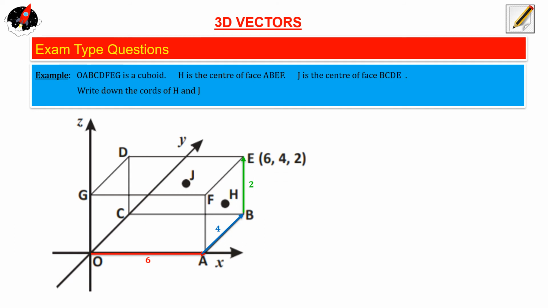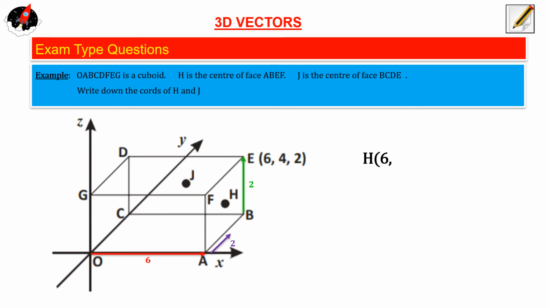So to get to H we need to go from the origin along to A, and then from A we need to go halfway along the edge AB. Now we already know from the coordinate E that the edge AB has a length of 4. If we're only going halfway along that, therefore we're only coming along a distance of 2. So the y component of coordinate H is 2.